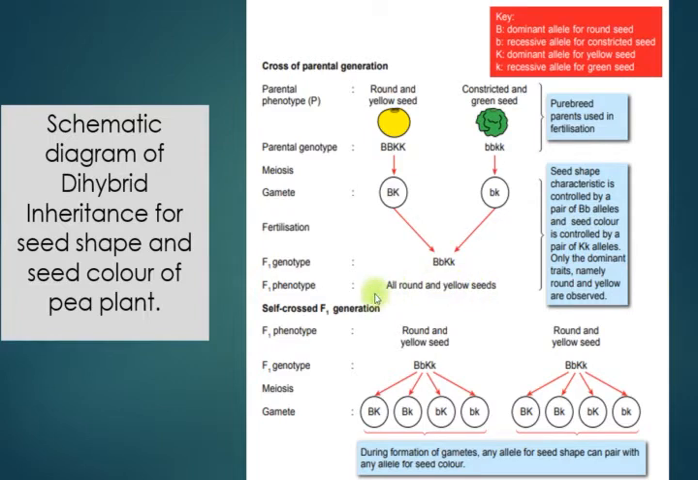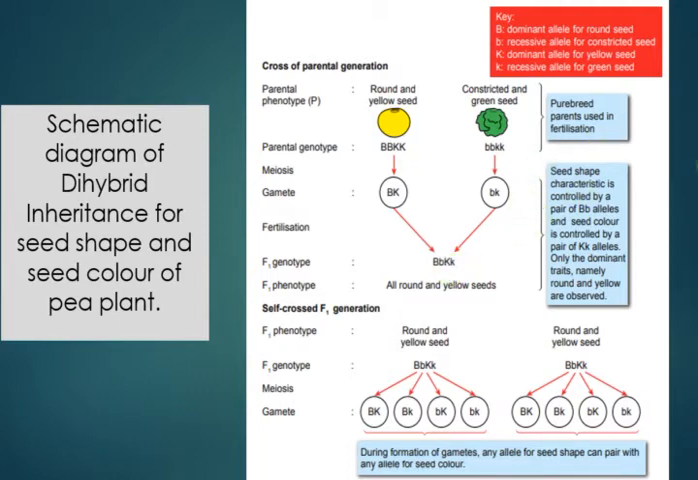So why all round and yellow seed? Because this is referred to as heterozygous dominant, big B, small b, so it will show the dominant trait. What is the dominant trait here? Round seed. And then for the big K and small k, also heterozygous, it will show the dominant trait, which is yellow seed.